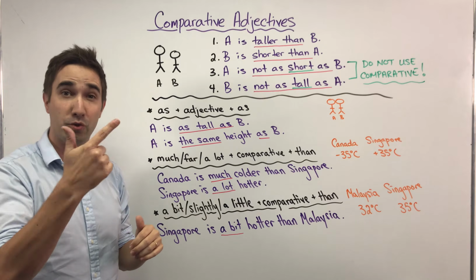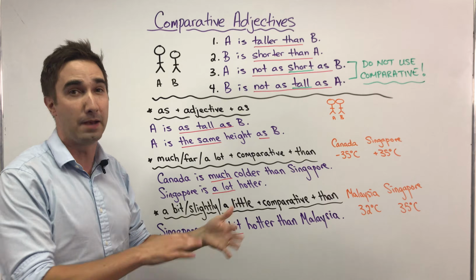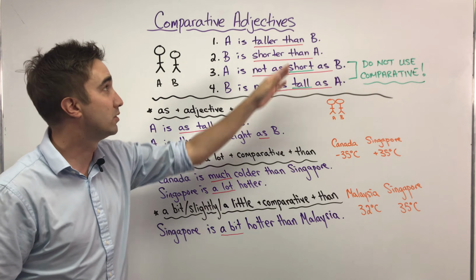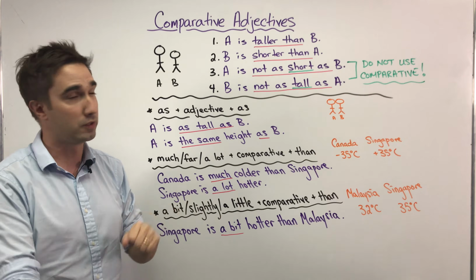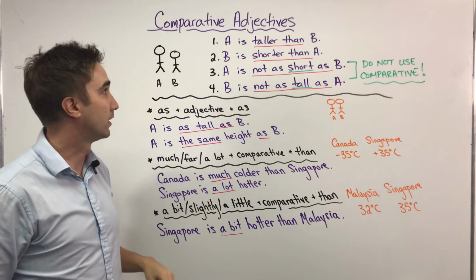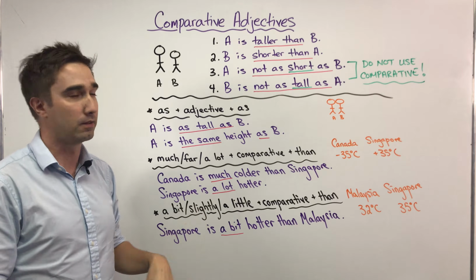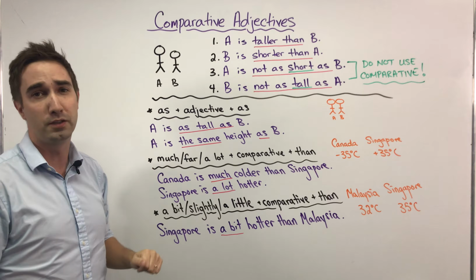Now, number 1 and number 2 are the easy ways. For example, A is taller than B. Remember, we always have to use than when we're comparing two things. If you're worried about the spelling, go back and check the other video. Number 2, B is shorter than A. Easy, right? A is taller, B is shorter.